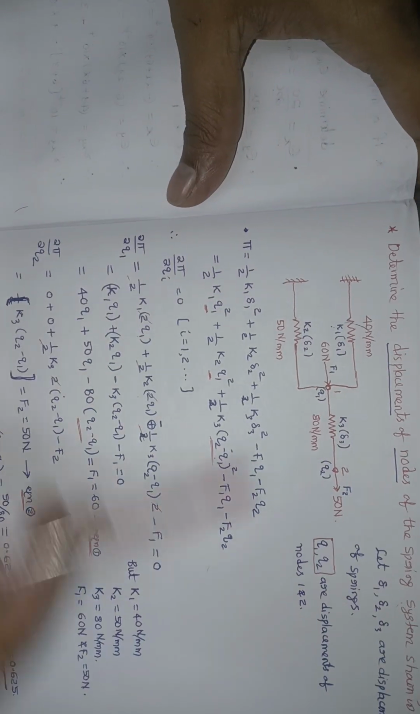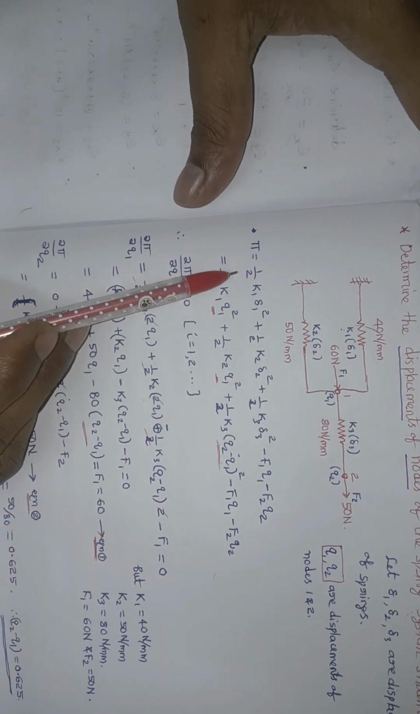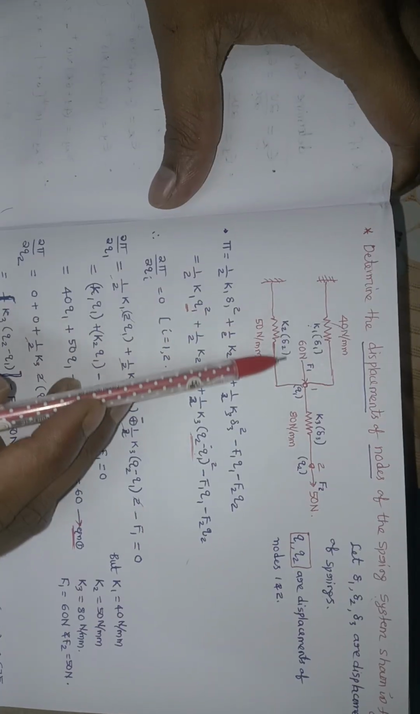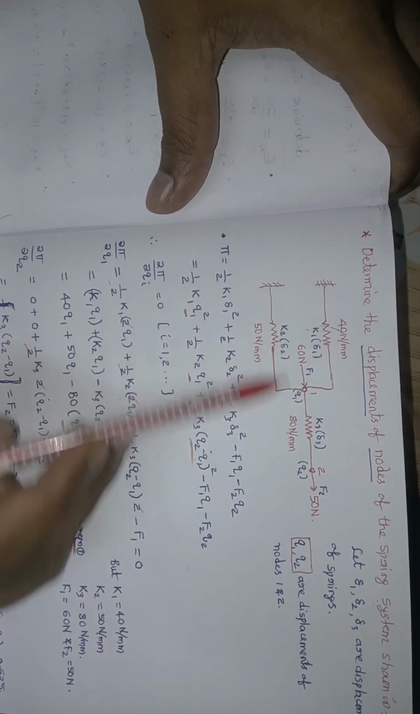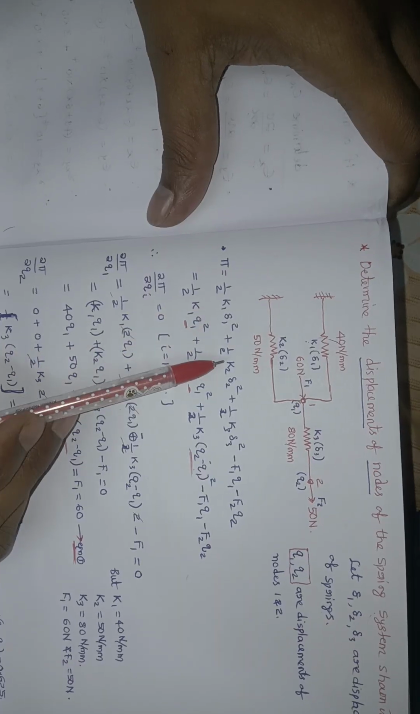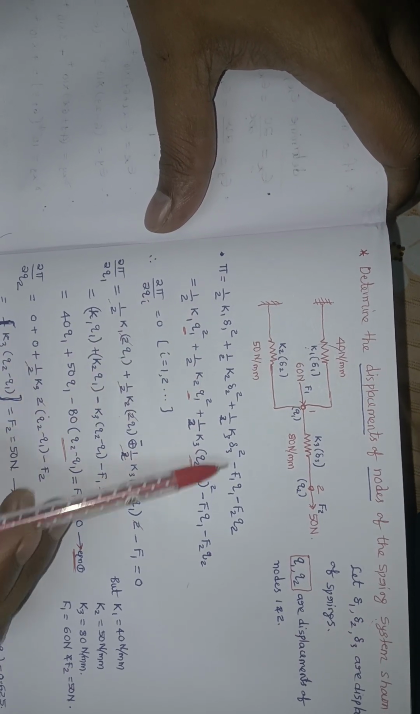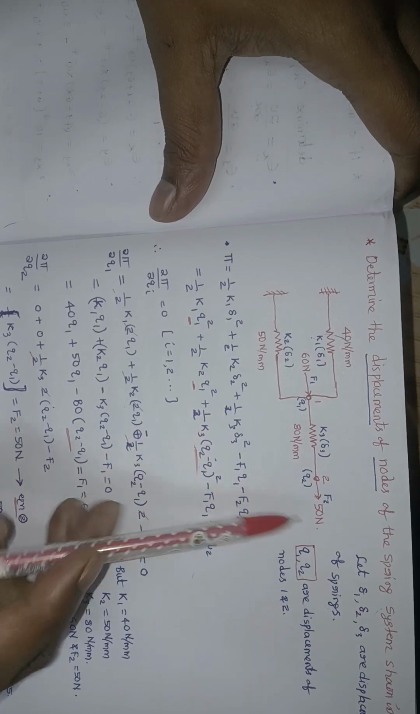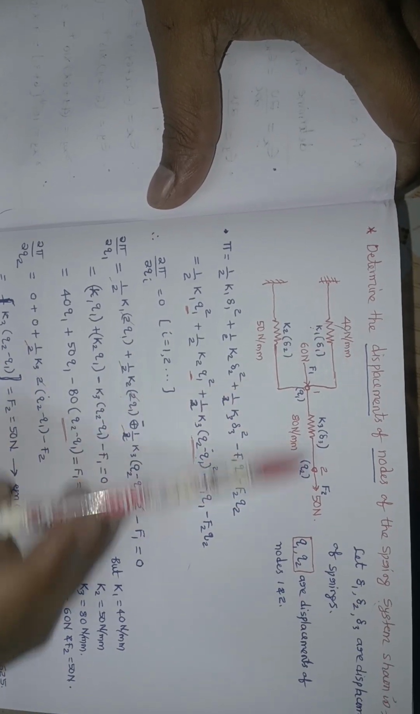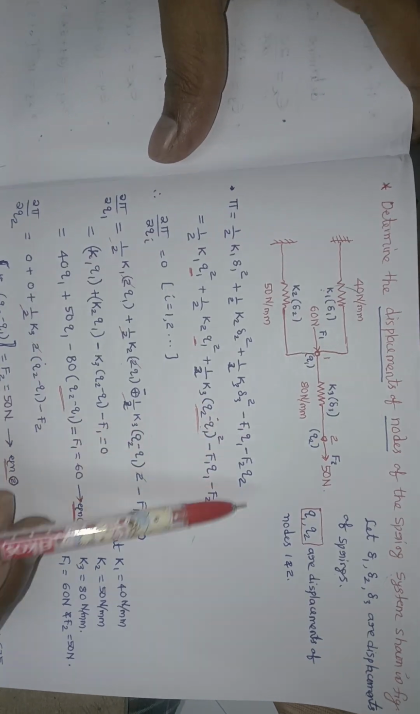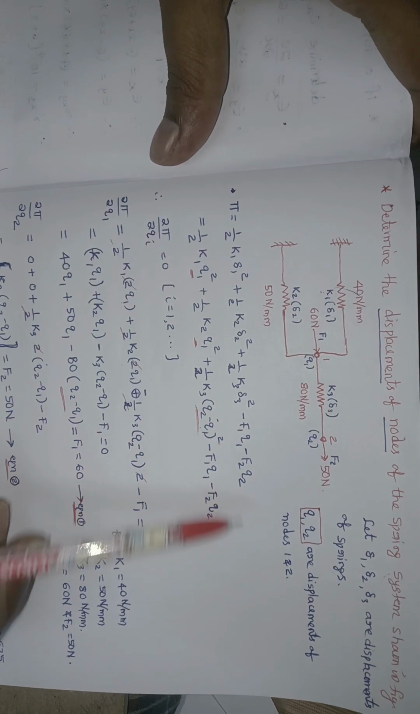Okay, we have the basic formula for the strain energy, half K1 delta 1 square. There are three springs, K1, K2, K3, so we have K1 delta 1 square, K2 delta 2 square, K3 delta 3 square. Here also some loads are there, F1 and F2, acting in this direction. So minus F1 Q1 minus F2 Q2.